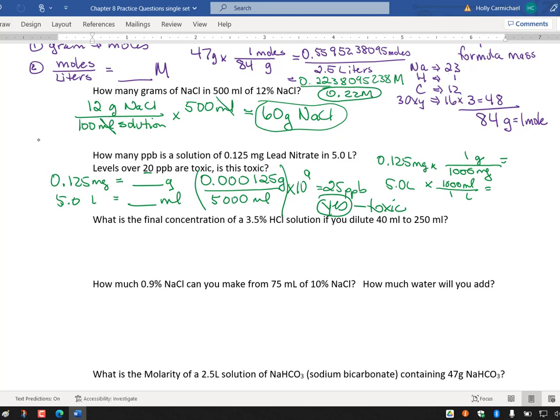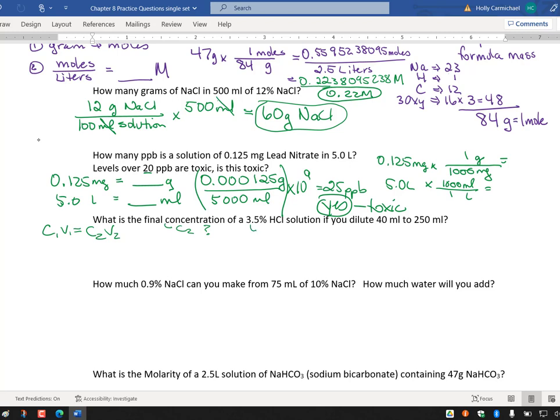That makes sense? Okay. Next one, final concentration. So these last two are doing dilutions. What is the final concentration of a 3.5% HCl solution if you dilute 40 milliliters to 250? Remember that this is going to be C1V1 equals C2V2. So you want to figure out what each of these is. What is the final concentration? That is C2.